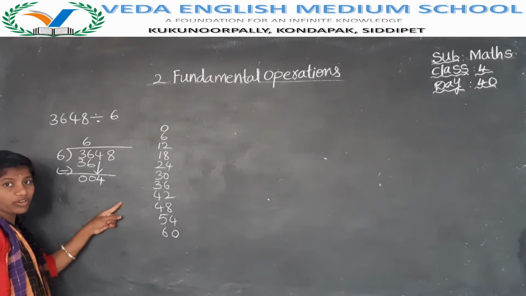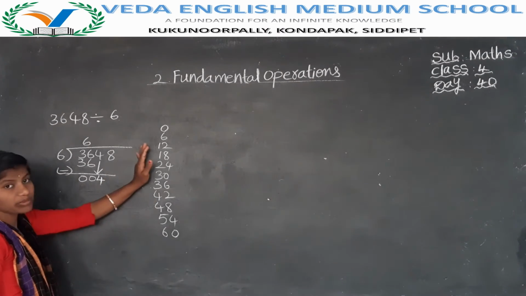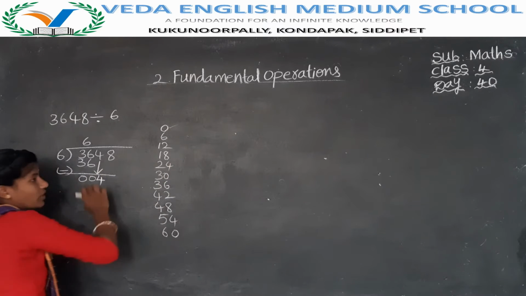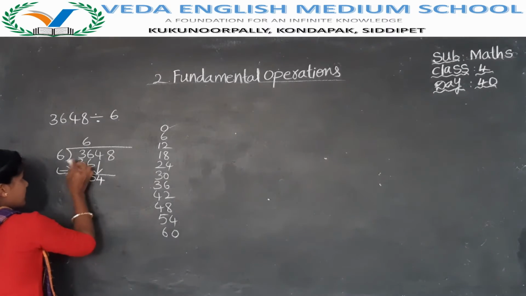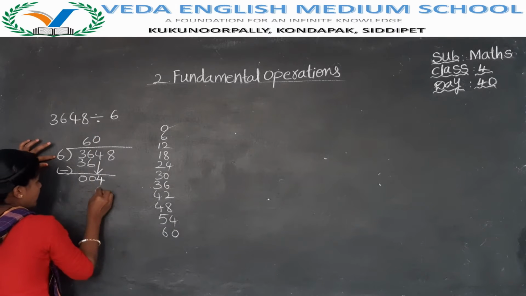What is the smaller number than 4 in the 6 table? Here we have one number, that is 0. 0 is smaller than 4. So we take 0. How many times is it possible in the 6 table? 0. 6 0s are 0.